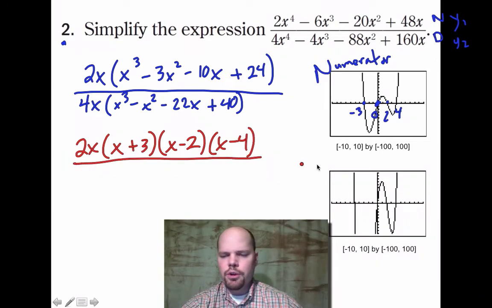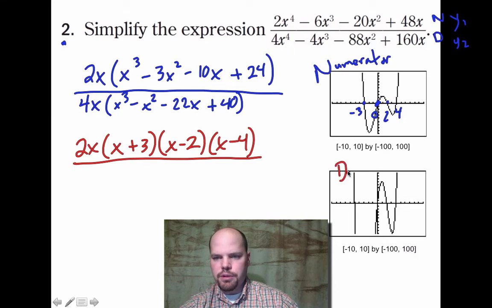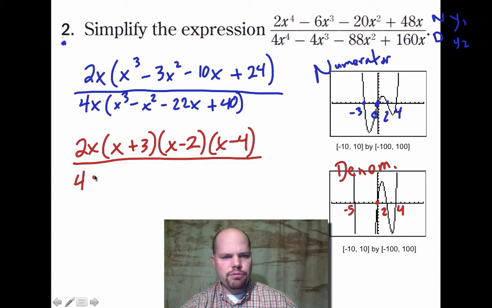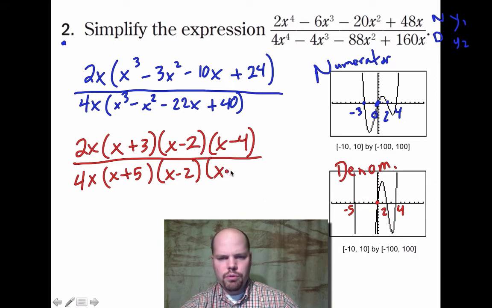Now we do the same thing with the denominator. So this graph down here is the denominator. Now we already know that one of them was 0, that guy right there. So it looks like 1, 2, 3, 4, 5, at -5, at 2, 3, and 4. Okay, so this will factor down to 4x, which we knew. Then we have x minus -5, so it'll be x plus 5. Then we have x minus 2, and we have x minus 4. Okay, so see how I used the x-intercepts of the graphs to help me factor this expression, besides what I did first, which is take the GCF out.